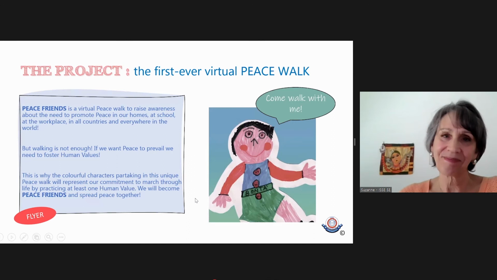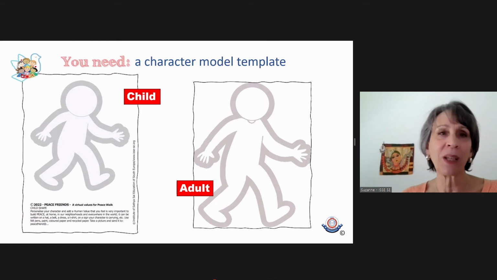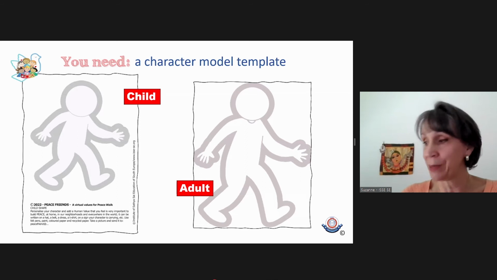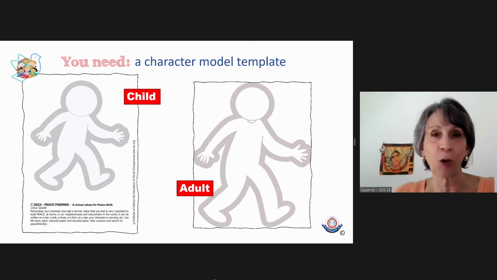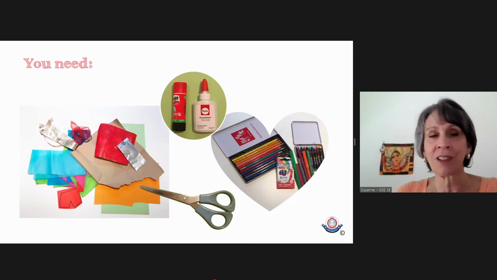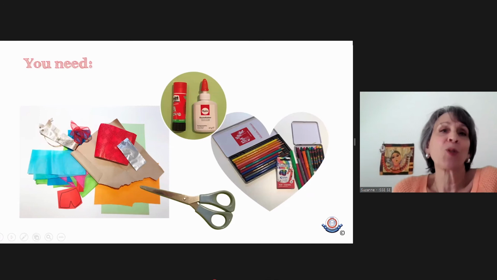So how do we participate? What do we need? First of all, we need a character model template. We need to prepare our character that will walk on our behalf. So we have basically two model templates, one for children, a child template, here it is, looks like this, and one adult template. This is just to stress that anyone can participate, but an adult can of course prepare a child character and vice versa. So there is no obligation in that. And of course we need a lot of creative material, anything that you would like to use to personalize your character, because we do need to personalize it.